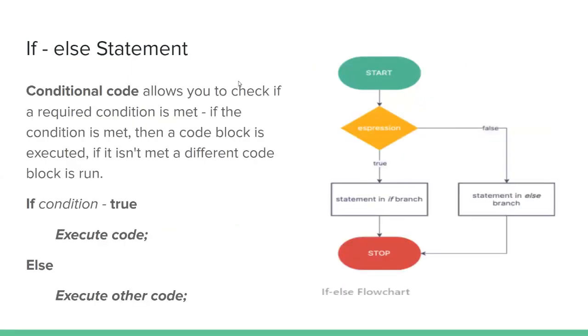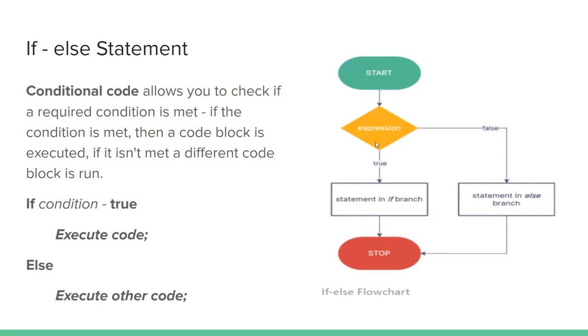So here's the flow for that. An if statement is essentially conditional code that allows you to check if a required condition is met. So if this question is true, then do this, else do something else. That's how the if else statement works, and we can look at it on this flow diagram.